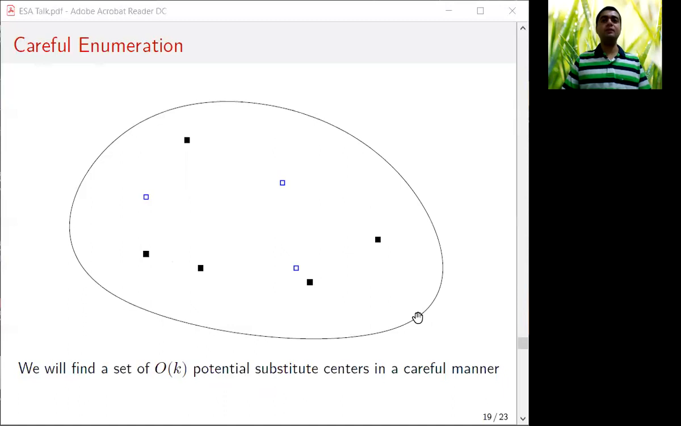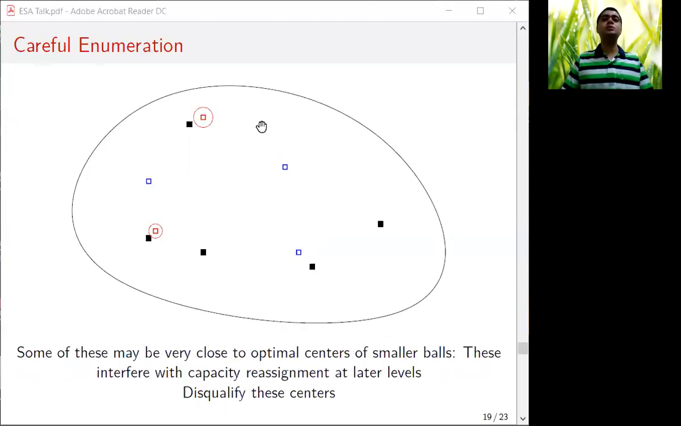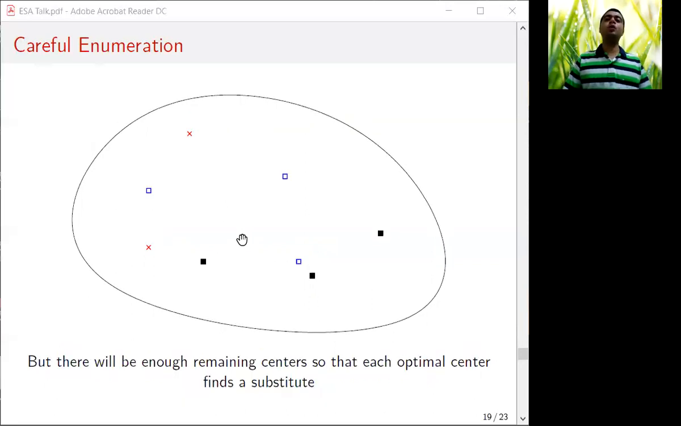So some of these locations may be too close to an optimal ball whose radius is smaller than Ri. The algorithm hasn't seen these balls yet, because these are at a later level. But if we choose a replacement center at this level which is too close to a future ball, then that will mess up the inductive argument at a later level. So we'll just have to discard these bad locations. Again, we don't know the locations of future optimal balls. In fact, we don't know the locations of any optimal balls. So we just have to guess where the bad subset might be.